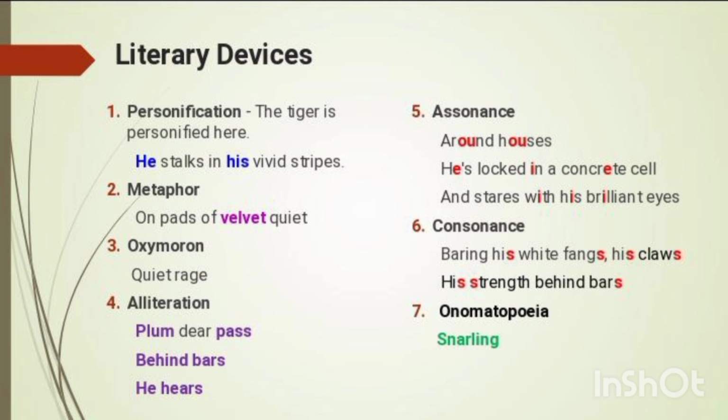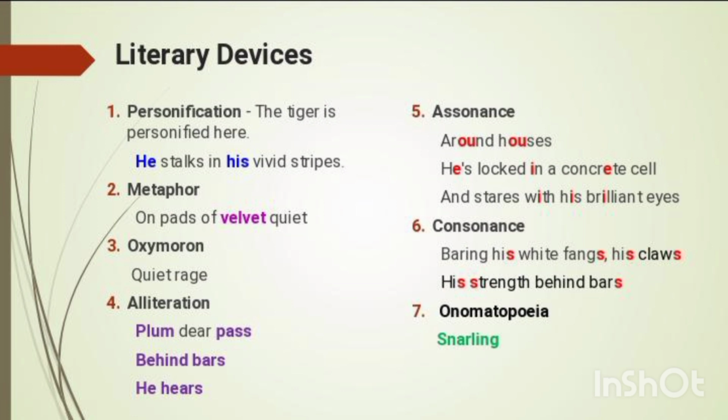The first literary device is personification. The tiger is personified over here. From the first line, it is understood. He stalks in his vivid stripes. Instead of it, he is used. So, the tiger is personified over here. The next literary device is metaphor. In the third line of the first stanza, you may find on pads of velvet quiet. Velvet here means pause, the tiger's pause. So velvet refers to pause. So that is the metaphor used over here.